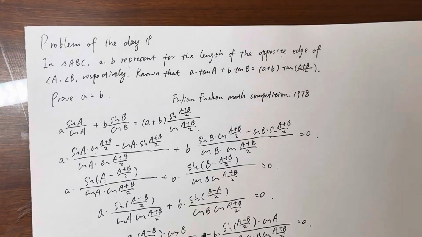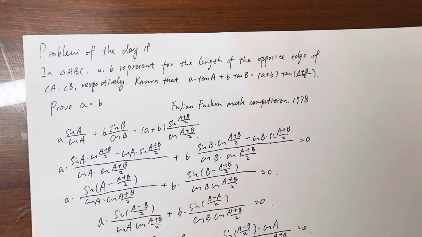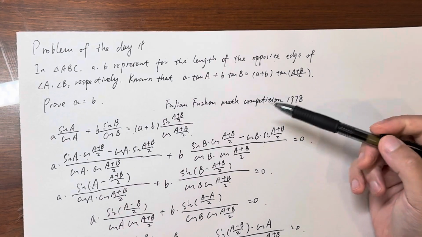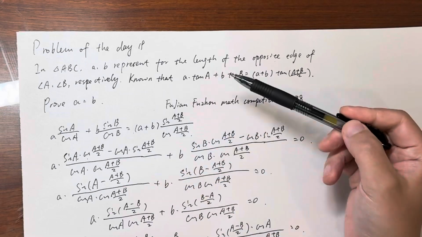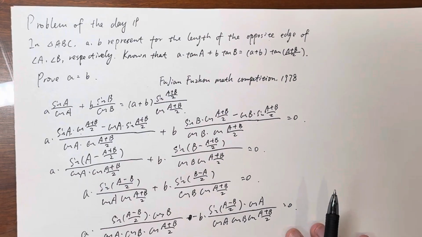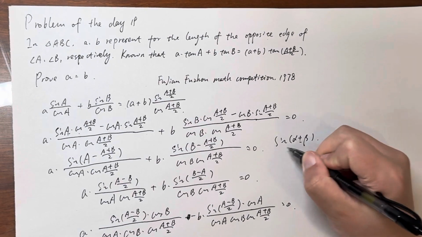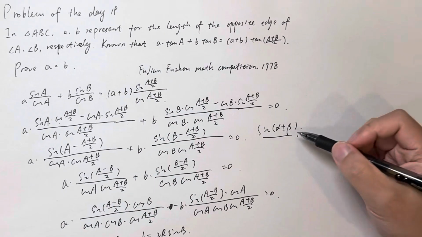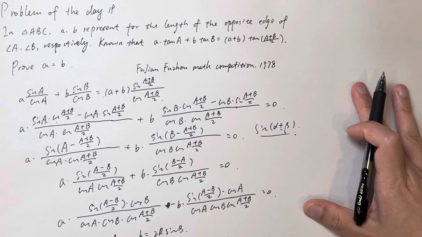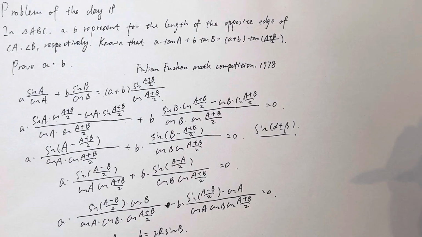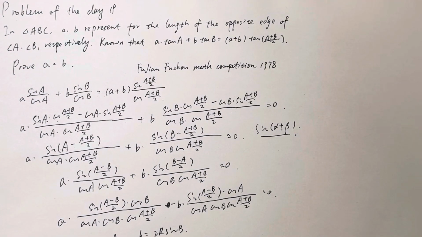Okay, so this is a problem from the Fujian Fuzhou math competition in 1978. Basically, if you know about the relationship of sine, cosine, and tangent, and you know that sin of alpha plus or minus beta, you know how to extend this to the product of sine and cosine terms, then this problem should not be that difficult.